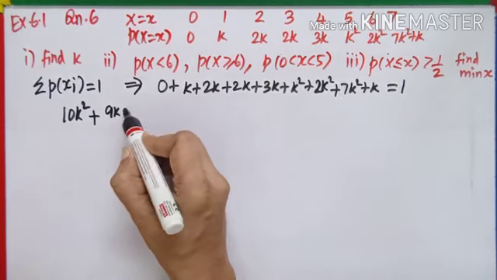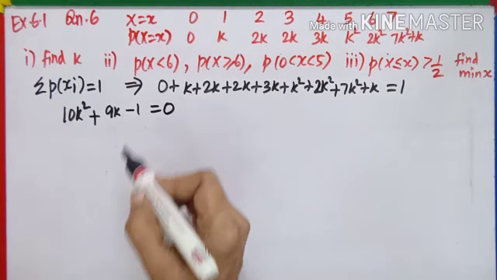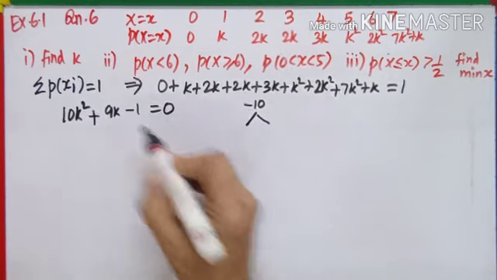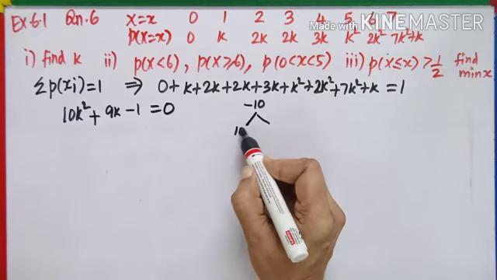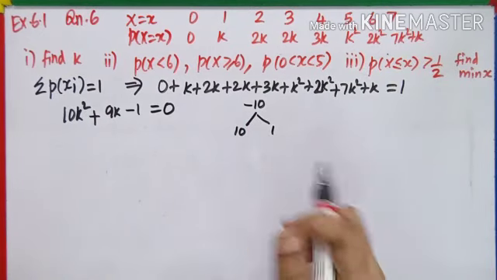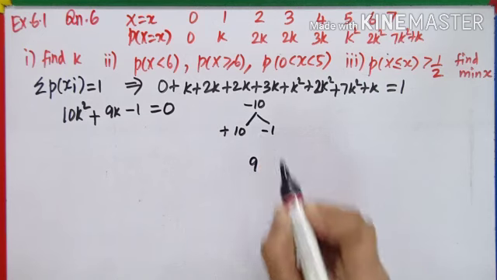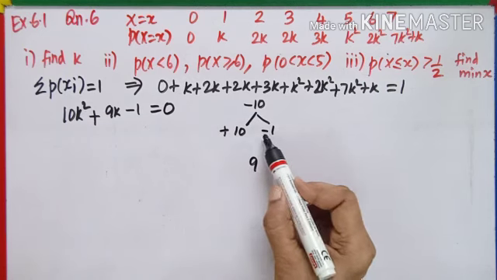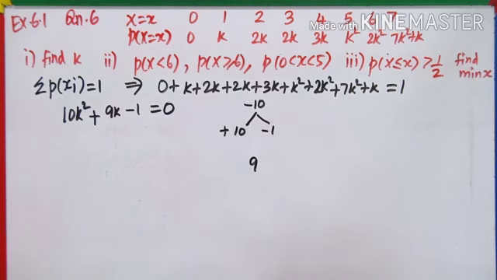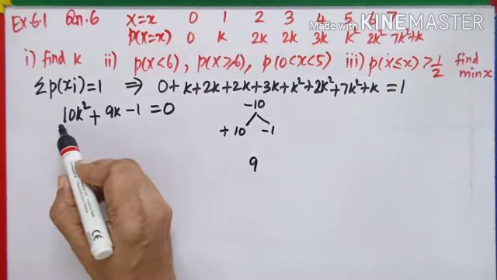Bring 1 to the left side, minus 1 equal to 0. We need to solve for k. 10 into minus 1, minus 10, and I need 5, it is 10 ones are 10. So 10 ones are, but answer is plus 9. So plus 10 minus 1. Check it. Plus into minus is minus. 10 ones are 10. 10 minus 1 is 9. So factorization correct.